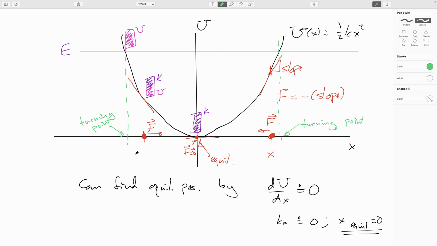And so what we get is that the object will oscillate between these two positions. In fact, the fancy name for this particular one is a simple harmonic oscillator. But the point is that it's oscillating back and forth between the turning points.